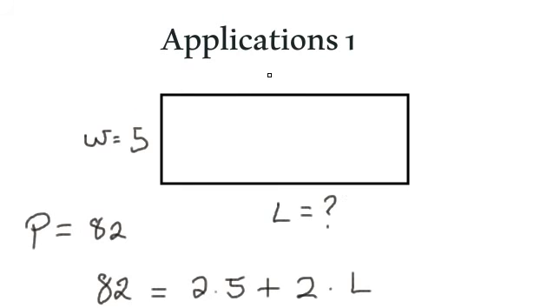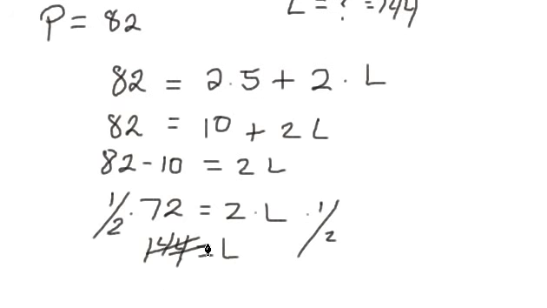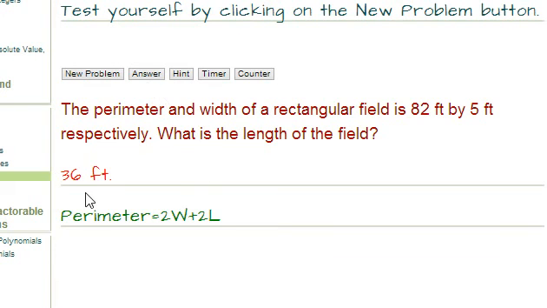So let's go back up here. We know that L is 144. Let's check that out on the website. Ooh, mistake. A half of 72 is 36. I don't know what I was thinking. Some of you out there are probably going, what? And I hit answer, and that's right. 36 feet. Cool.